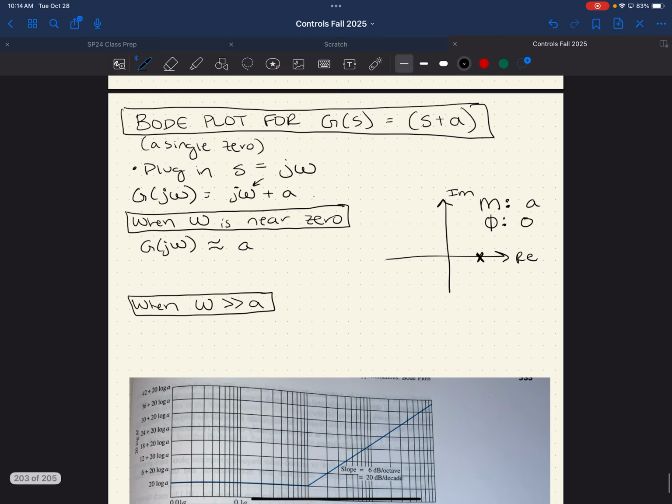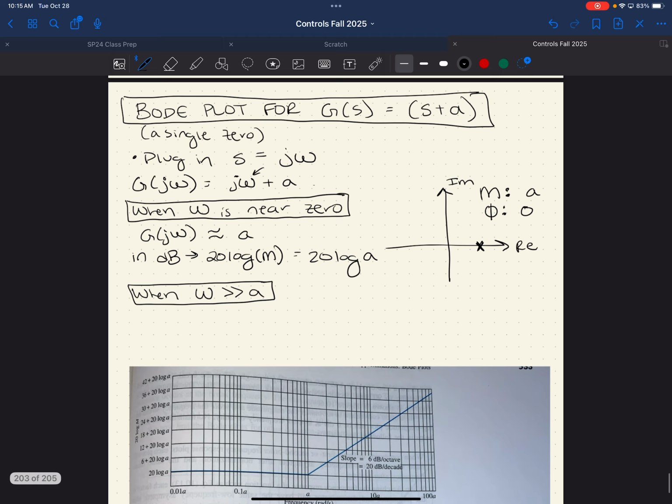Okay? So in decibels, I want to take the 20 log of m, which is just 20 log of a. And my phase is 0.